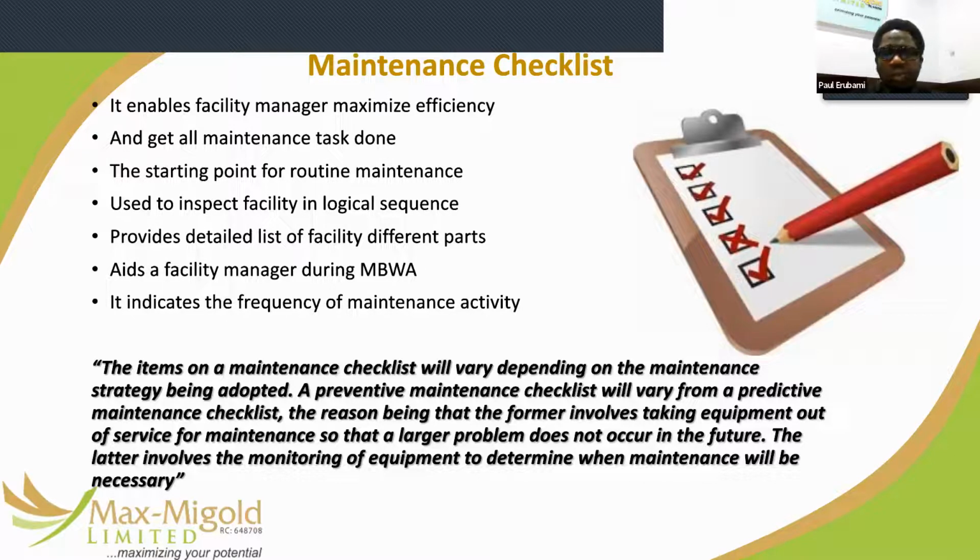The items on the maintenance checklist will vary depending on the maintenance strategy being adopted. A preventive maintenance checklist will vary from a predictive maintenance checklist, and the same goes for a reactive one. The reason being that the former involves taking equipment out of service for maintenance so that a larger problem does not occur in the future. The latter involves the monitoring of equipment to determine when maintenance will be necessary. So in essence, you're using the strategy, the set of activities that have been created, and lifting that into a checklist so that you can say, has this one been done? Has this one been done? Has this one been done, right?